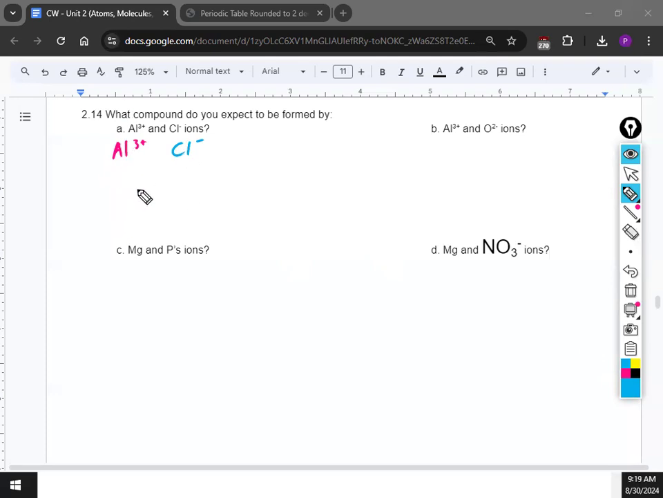Okay, but the problem, if you notice, is that aluminum is way too positive, right? It's the person that's way too happy. So chlorine can't deal with all that happiness. So chlorine needs to bring in some more negativity into the compound. Since it's +3 and this is -1, you're going to need 3 chlorines in order to balance out the 1 aluminum. Okay, so you got 1 aluminum and 3 chlorine. So the compound that you make will be AlCl3.